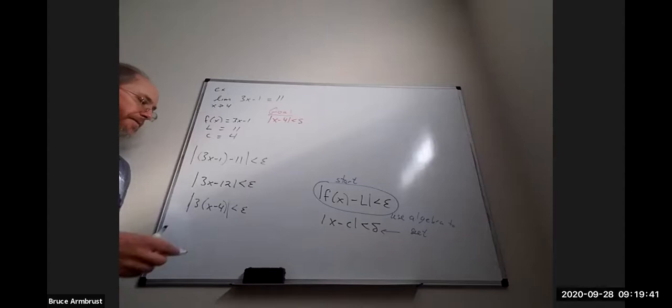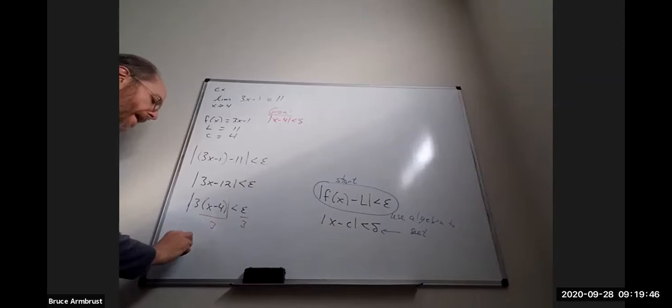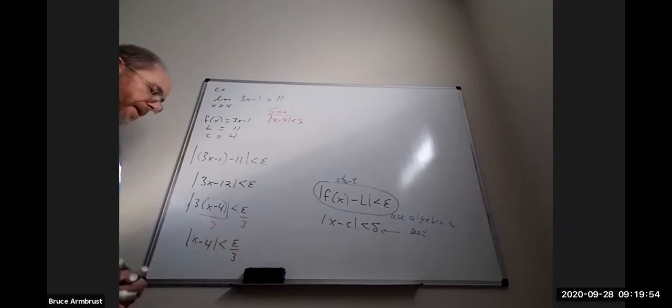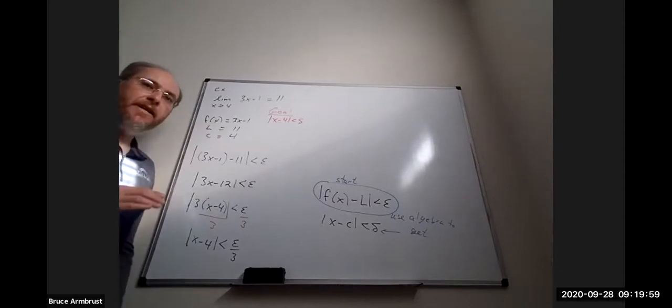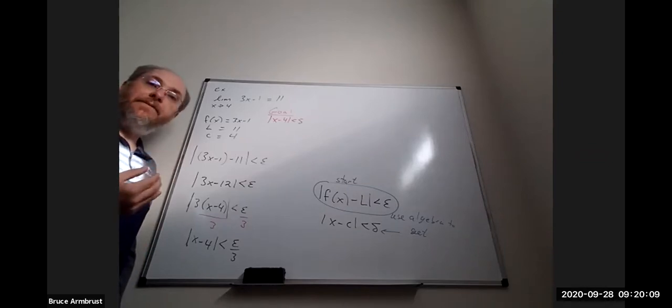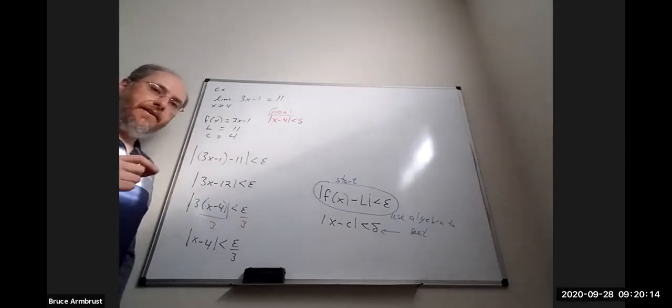So all I have to do is divide by 3. And so I've got the absolute value of x minus 4 is less than epsilon divided by 3. Okay, now let's think about what we did with that numerical example of x squared. I gave you an epsilon. I said, be within 0.1. We did a little bit of math, and we found a delta. So the whole goal of all of this is, given an epsilon, find a delta.